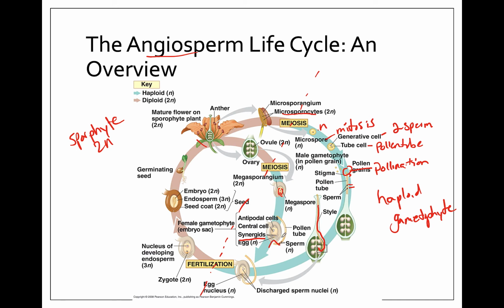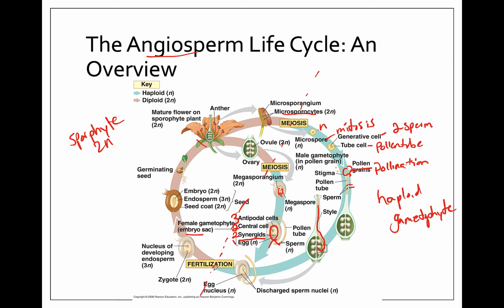By the time the pollen tube reaches the micropyle, this will have developed into the female gametophyte, which is the embryo sac. Remember, this embryo sac has these 8 cells. There's 3 antipodal cells, 2 central cells, 2 synergids, and 1 egg. So if you add that up, it should be 8.